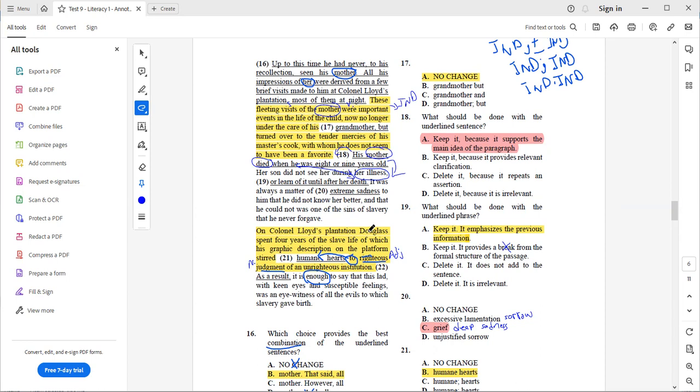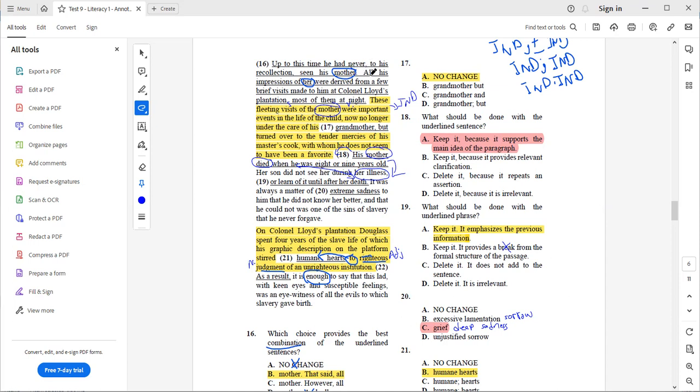And take care, in the EST, if you have a long sentence with a comma, he doesn't like it. He likes the one with a full stop. I repeat, he likes the one with a full stop. May you read it, please? Up to this time, he had never, to his recollection, seen his mother. All his impressions of her were derived from a few brief visits to him at Colonel Lloyd's plantation, most of them at night. Now he ends with mother, and he's going to end with it.